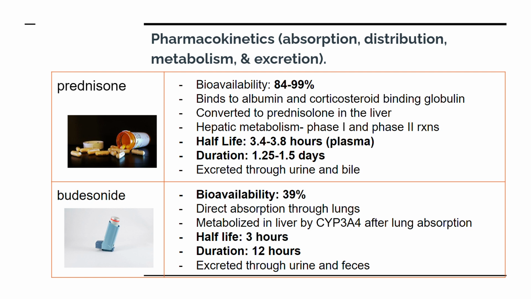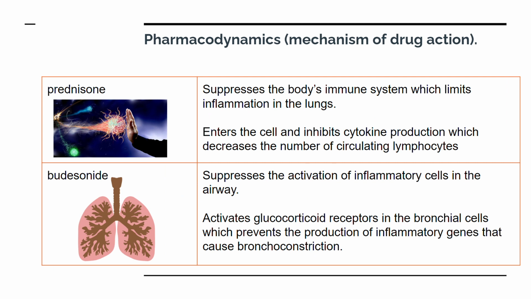Next, we will talk about pharmacodynamics. Prednisone works by suppressing the body's immune system, which then inhibits the inflammation of the lungs. It does this by entering the cell into the nucleus and inhibits cytokine production, which then decreases the number of circulating lymphocytes.